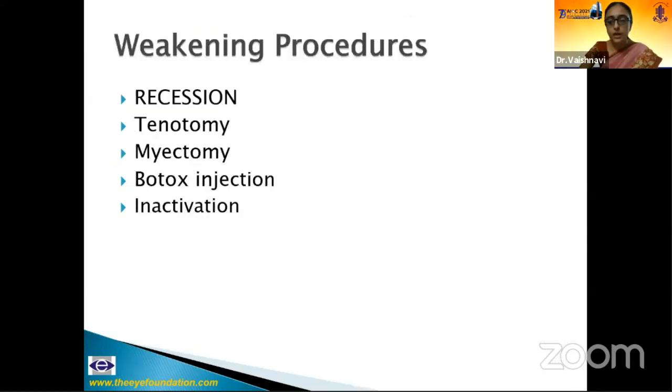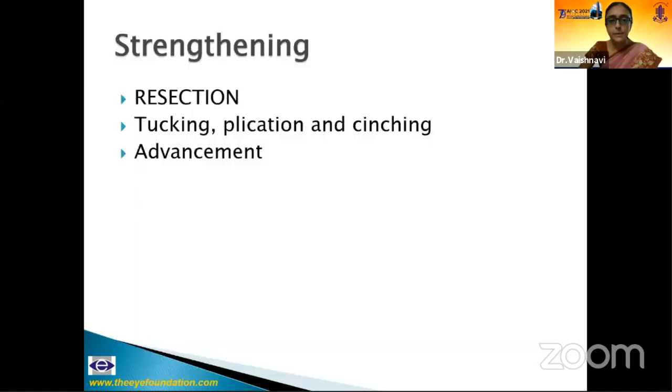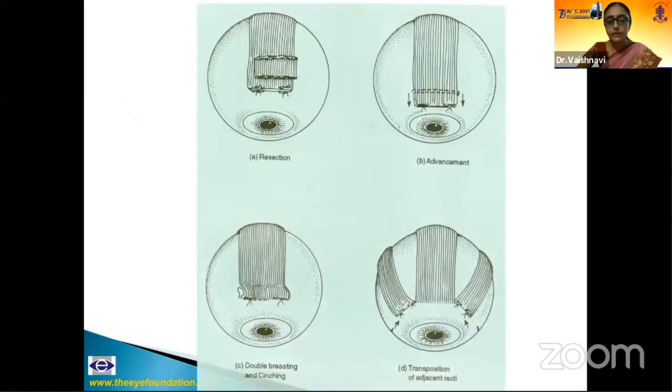surgery. So weakening procedures, most common involved is a recession, followed by tenotomy, myectomy, Botox injection, and inactivation. Strengthening procedures includes resection, tucking, plication, and advancement.